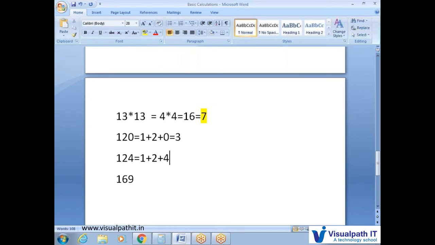1 plus 2 plus 4. 1 plus 2 plus 4 means again 4 plus 2, 6. 6 plus 1, so 7 equal to 7. 7 equal to 7. So option B is satisfied.